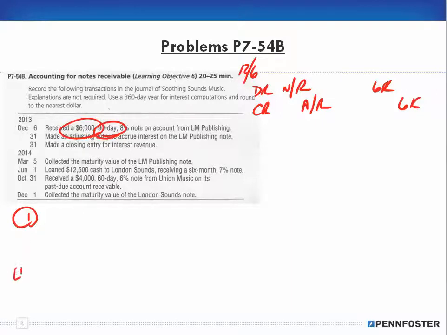LM Publishing could have just come to us and said, hey, look, maybe we're good friends with the owner or whatever have you, and he says, hey, can I borrow $6,000? I only need it for 90 days. Okay, so we can create a notes receivable in that manner, and when we give them the $6,000, we would debit the notes receivable for $6,000, and we would credit cash for $6,000. Okay, because we're just giving him the $6,000.